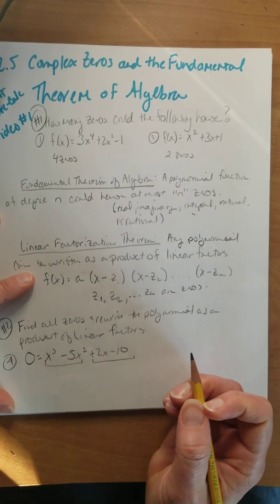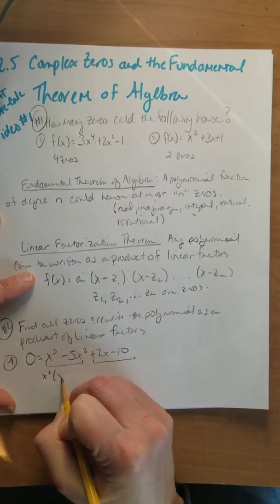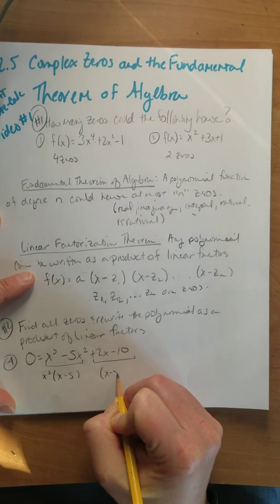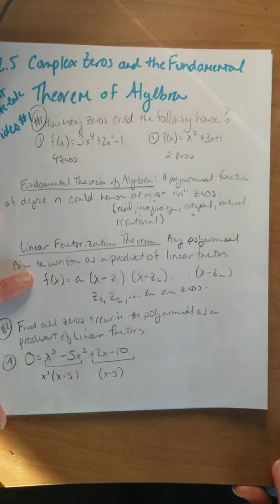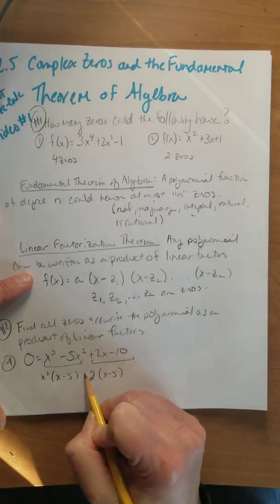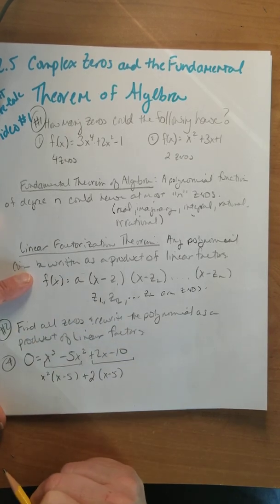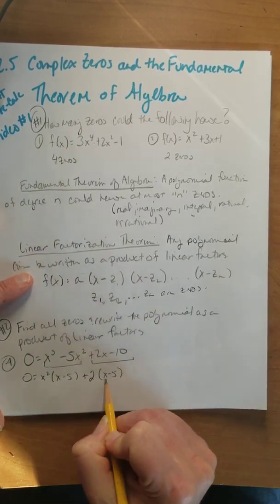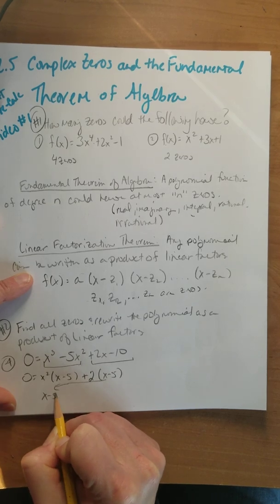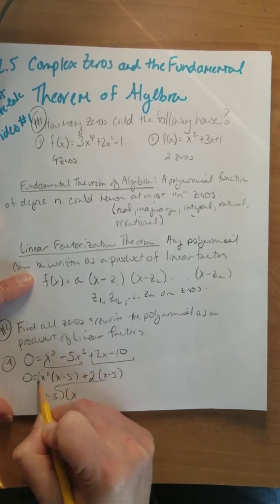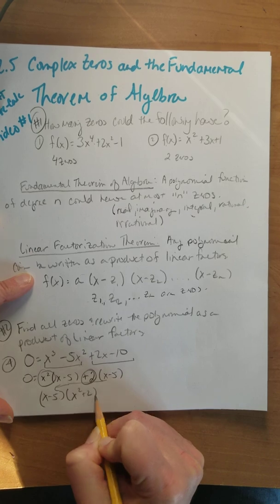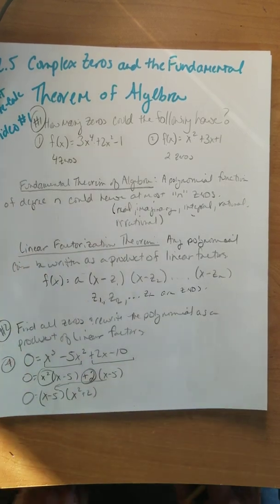So x cubed and 5x squared, this is going to have an x squared in there. So it's going to be x minus 5. Keep in mind, I want this to be x minus 5. If I take a positive 2 out of here, that gives me 2x minus 10. I'm feeling good about that. So I'm going to factor out the x minus 5 from each, and I'm left with x squared plus 2. That equals 0.